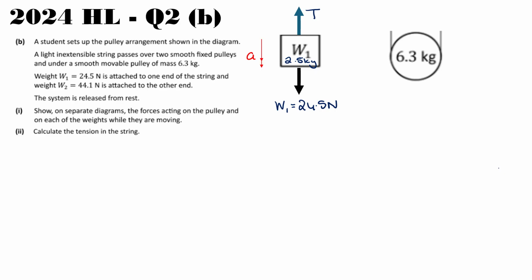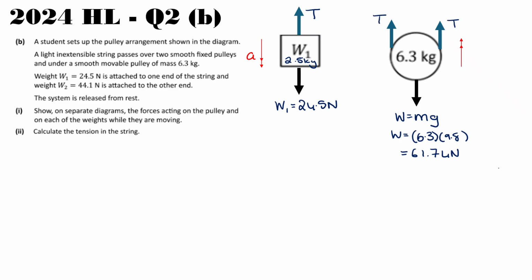Then for my movable pulley of 6.3 kg, we have our weight that's pulling it down. Weight is mass times gravity. So the weight of this one is 6.3 times 9.8, which works out as 61.74 newtons. And then pulling it up, we have two tensions. Remember, our direction of motion for this one was pulling up, and this is (A plus B) over 2, an average of the other two accelerations.